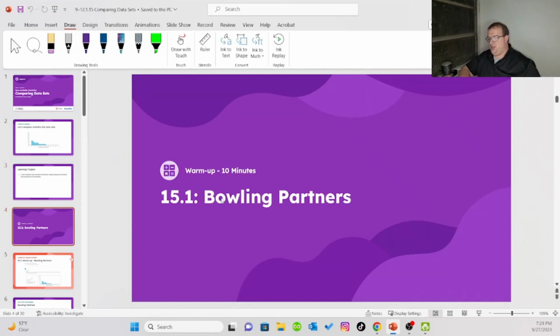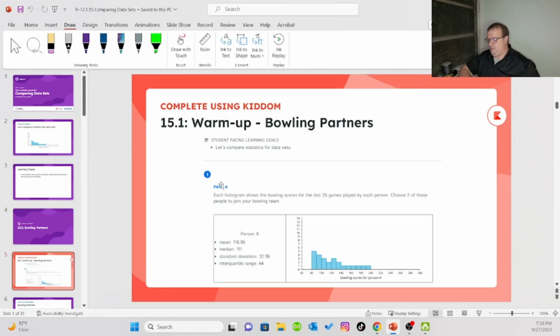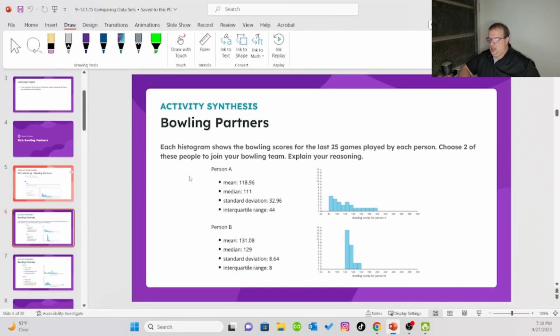So as we look at today's lesson, the warm-up is called bowling partners. Should take about 10 minutes. And what's going to happen in this is it says each histogram shows the bowling scores for the last 25 games played by each person. They want you to choose 2 out of the 4 to join your bowling team.